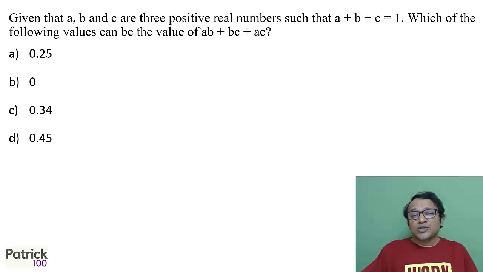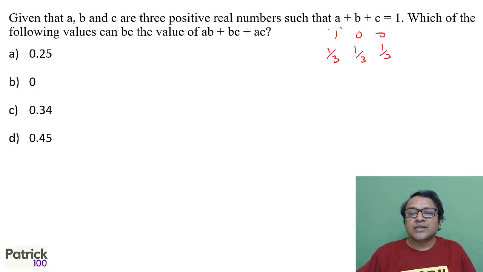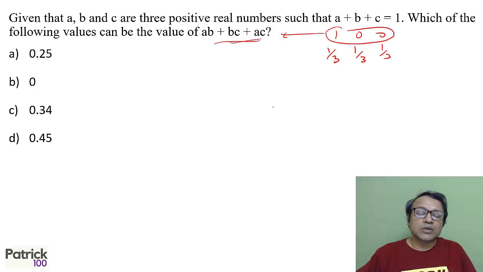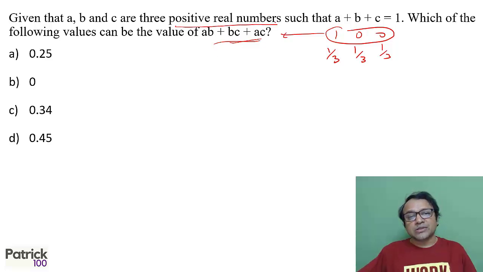A, B, C are three positive real numbers. Normally in these cases, the extreme cases are when, say, one is a very large value, 1, 0, 0, or when all three are equal, 1/3, 1/3, 1/3. If I take 1, 0, 0, I'll get the answer 0. So technically 0 should be possible. But if you read it properly, you will see that there are three positive real numbers. Each term will be positive.